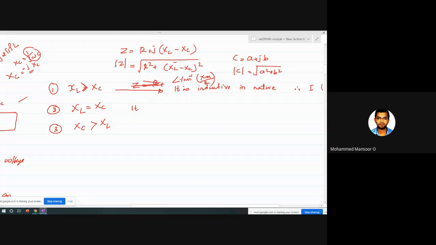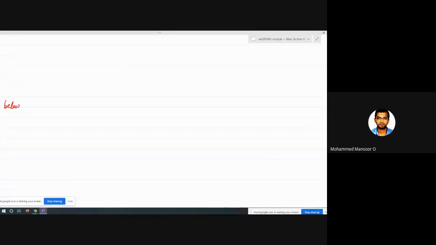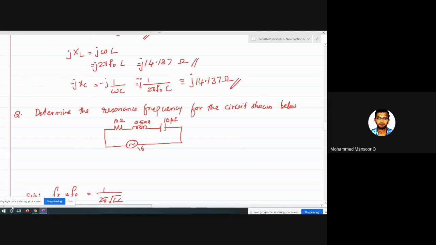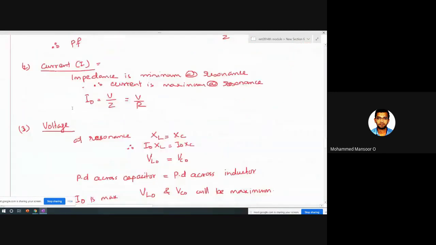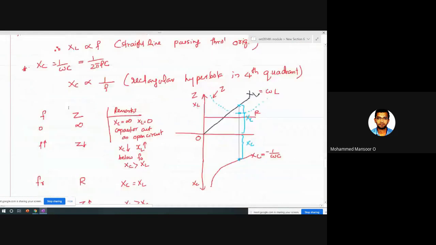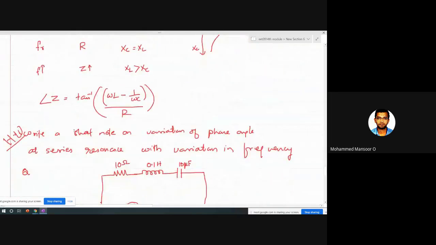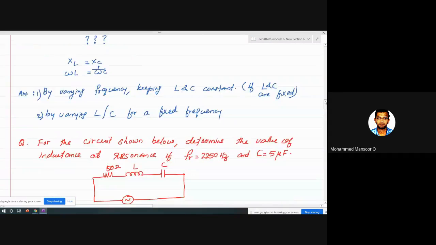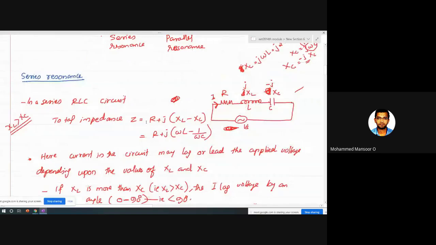Anyway, this angle is also, so that is one homework for you. Clear? I already prepared one homework for you. I will show you that one. Write a short note on variation of phase angle at series resonance with variation of frequency. Clear? Now wait here. Let's see where we will reach.